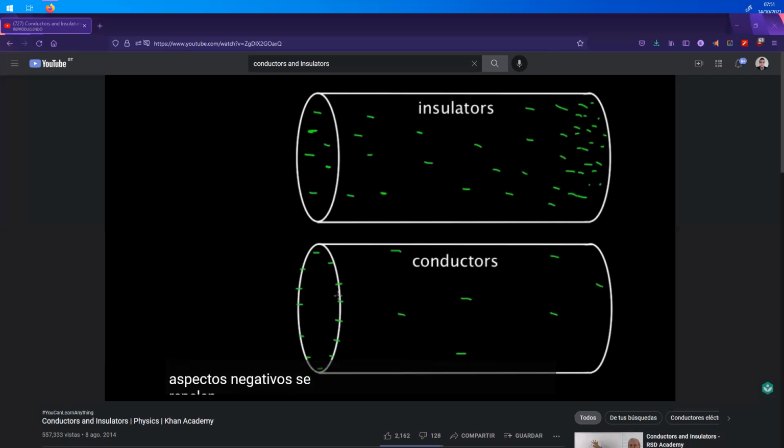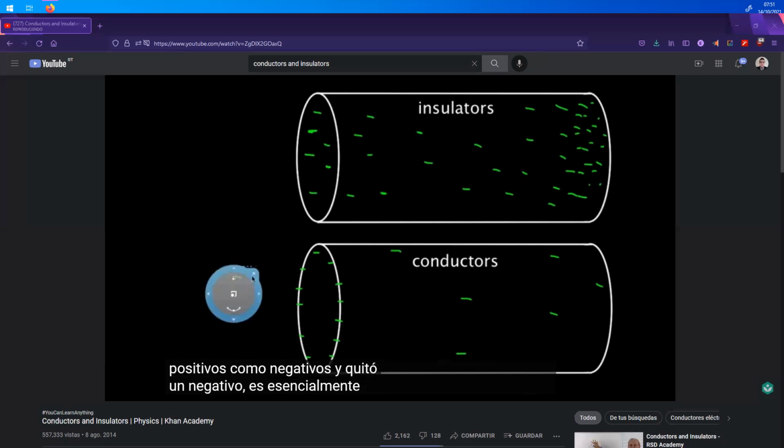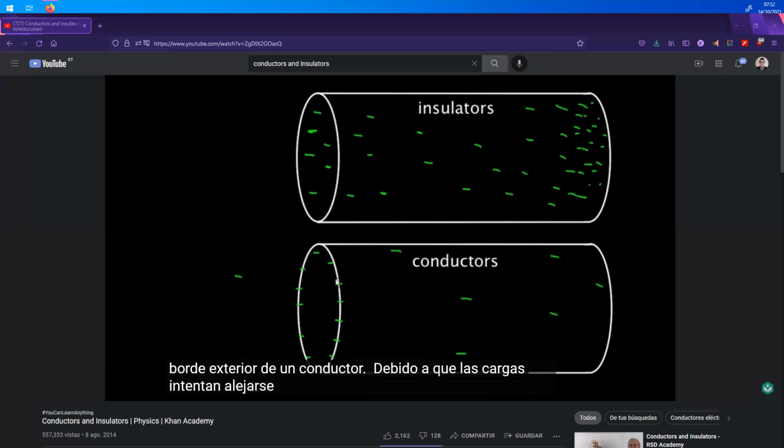You might wonder, how do we add a positive? Well, the way you add a positive is by taking away a negative. So if you started off with a material that had just as many positives as negatives and you took away a negative, it's essentially like adding a positive charge in here. But again, the net positive charge, the net negative charge always resides on the outside edge of a conductor because charges try to get as far away from each other as possible.